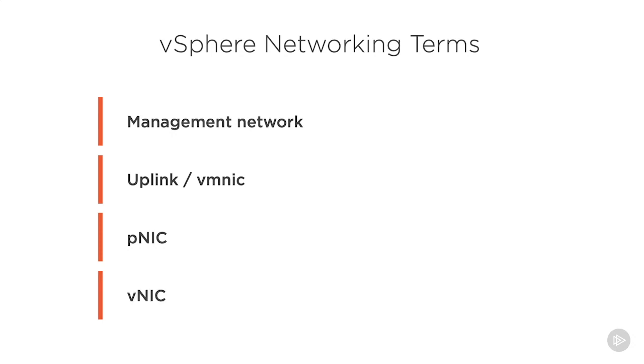And finally, vNIC or Virtual Network Interface Card. This is the virtual network adapter that by default will be configured on each of your virtual machines. And you're not limited to just a single virtual machine network adapter or vNIC. You can have up to 10 virtual network adapters on each virtual machine.